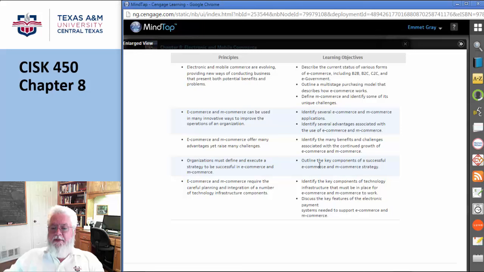Define the key components of successful strategies. Identify key components in the technology. And discuss the features of electronic payment and that kind of stuff.